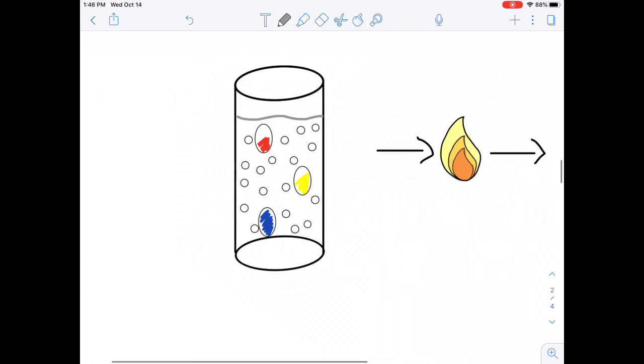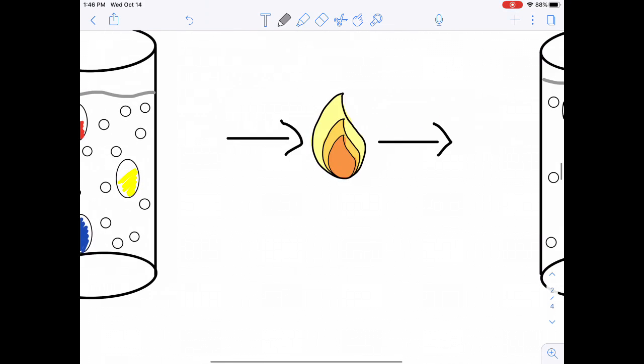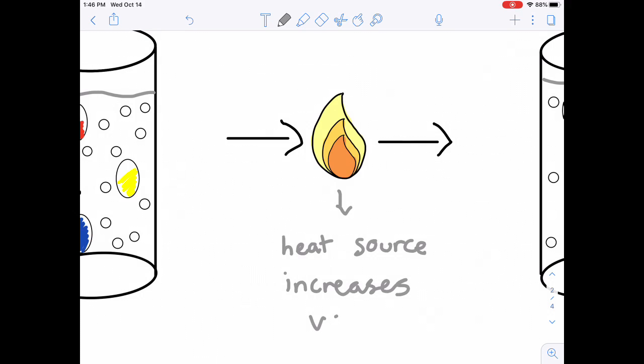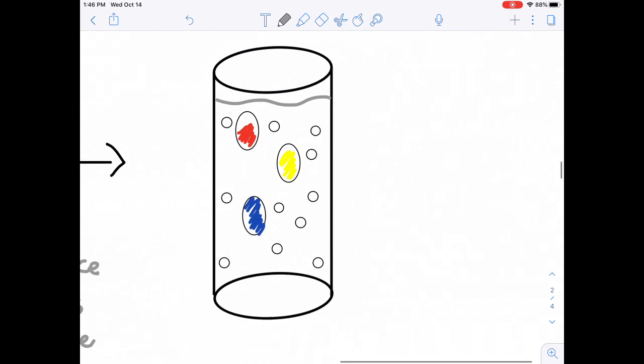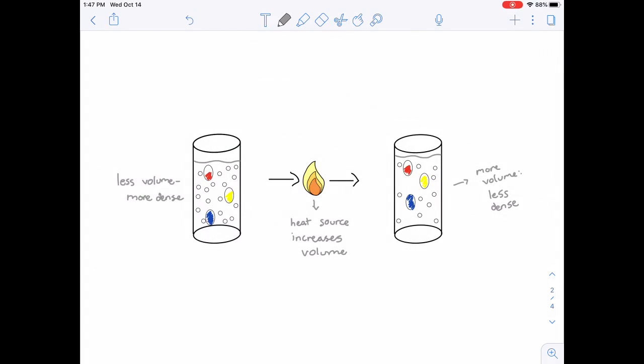So next we have an illustration of what will happen when the thermometer is exposed to a heat source. So we can see that this part has less volume, therefore it is more dense. When exposed to a heat source, the temperature of the liquid surrounding the bulbs in the thermometer will increase, which also increases the volume. We can see in this picture that there is a greater volume for the liquid, which means that the liquid will be less dense. This causes the position of the bulbs to change and is how we read temperature.